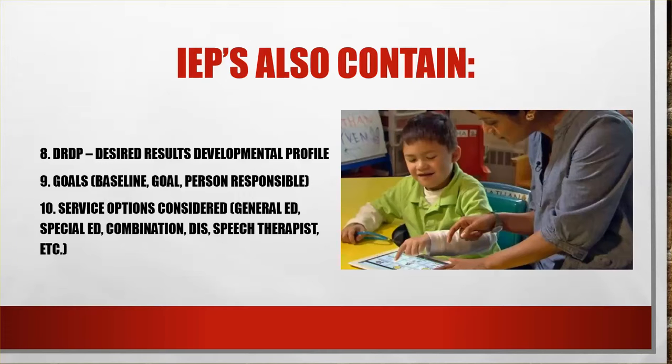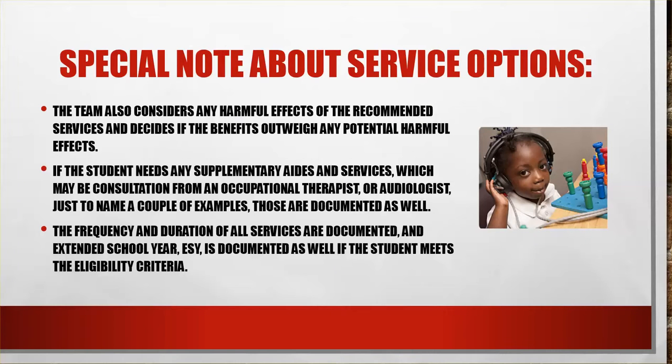Number 10, the services page indicates all service options considered. For example, general education, special education, a combination of both, DIS or designated instruction, and services such as speech therapy, etc. The team also considers any harmful effects of the recommended services and decides if the benefits outweigh any potential harmful effects. If the student needs any supplementary aids or services, which may be consultation from an occupational therapist or audiologist, just to name a couple of examples, these are documented as well.